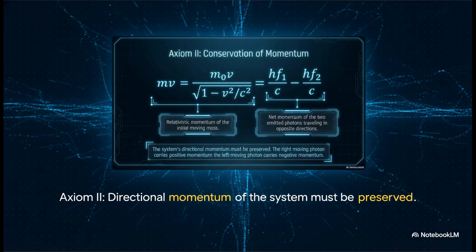Right, now let's look at axiom 2, conservation of momentum, shown here as equation 16.4. The system's directional momentum also has to be perfectly preserved. So the left side gives us the relativistic momentum of our initial moving mass. The right side calculates the net momentum of the two emitted photons. Notice that little minus sign on the right? That's simply because the right moving photon carries positive momentum, while the left moving photon carries negative momentum. So the initial momentum of the particle perfectly matches the net momentum of the photons flying apart.